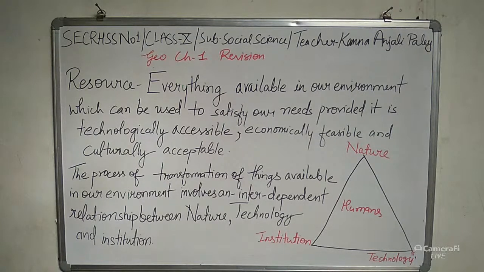It has been made by the humans. Humans themselves made these things, and through that we can explore or use the resources. So there is an interdependent relationship between nature, institution and technology, which satisfies the needs of human beings. So this is the definition of resources. Next, we will understand the different types of resources.